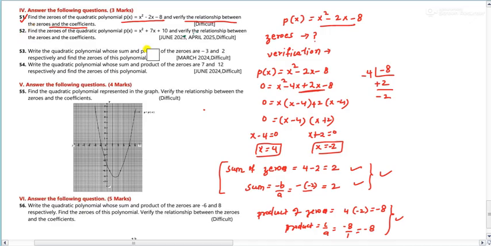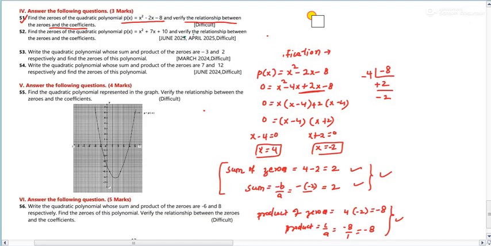So next is question number 52. It's similar. I want you to tell me the zeros first. First tell me the values of the zeros, then you can do the sum and product.